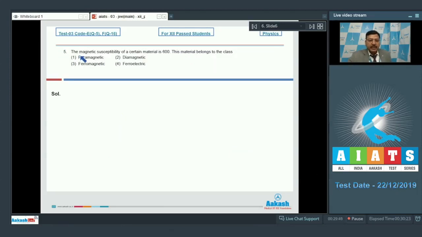Question 5 says, the magnetic susceptibility of a certain material is 600. This material belongs to the class. Option 1 says paramagnetic, option 2 says diamagnetic, option 3 says ferromagnetic, and option 4 says ferroelectric. Well, it's a straightforward question, fact-based. We know this kind of high values of susceptibility is observed by ferromagnetic materials. So the answer is option 3. Let's go on to the next question now.